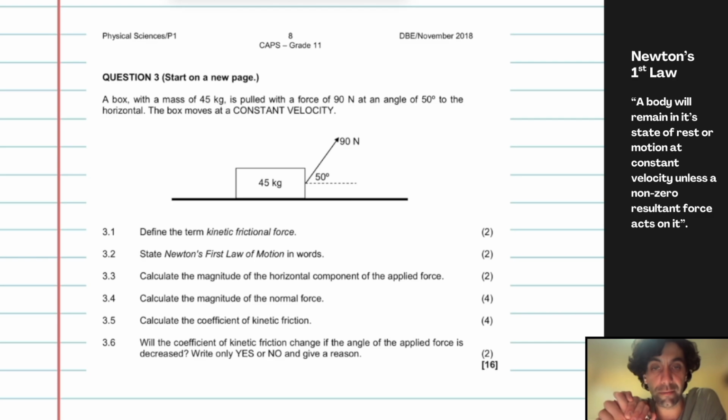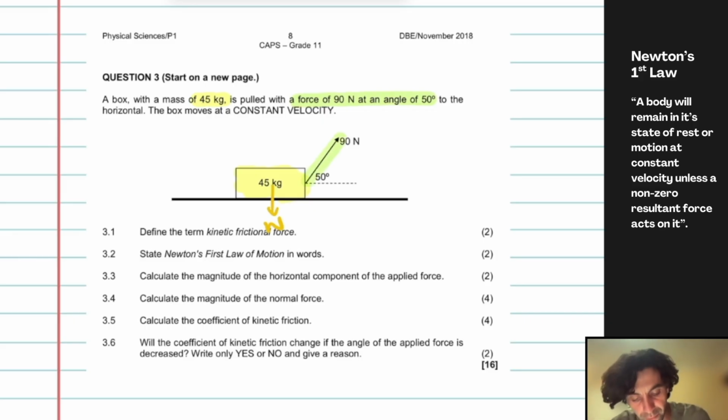A box with a mass of 45 kgs is pulled with a force of 90 newtons at an angle of 50 degrees to the horizontal, and the box moves at constant velocity. All right. A very important piece of information here is that our box is 45 kgs. So this box is going to have some weight that is acting downwards on the box. We also note that we have a 90 Newton force acting at an angle of 50 degrees.